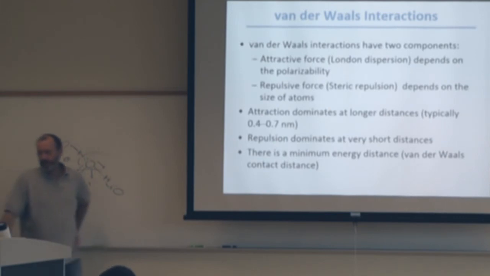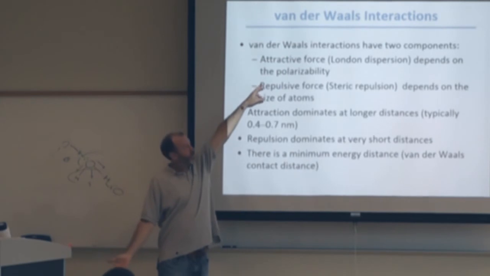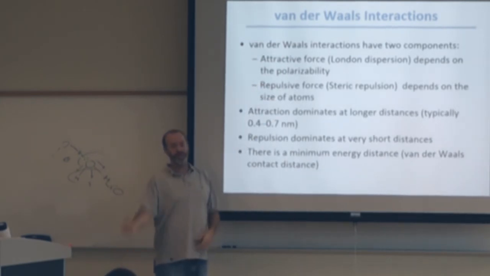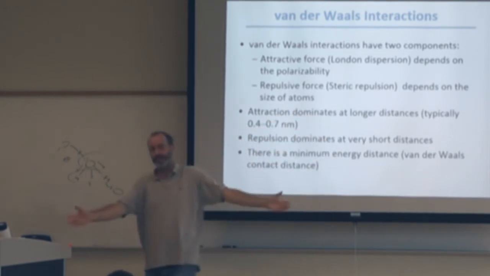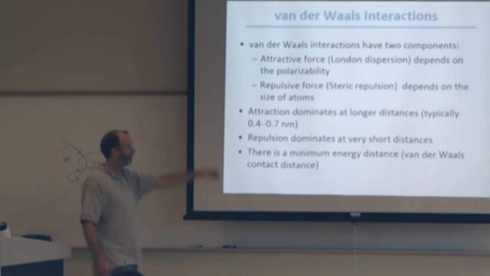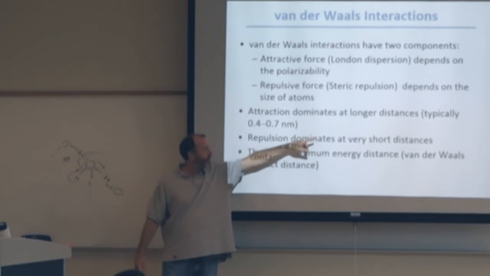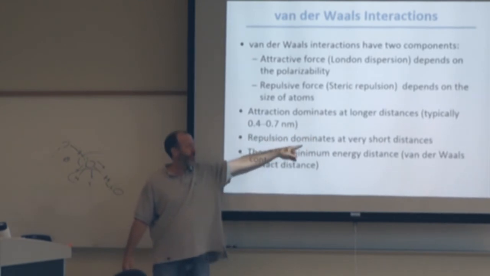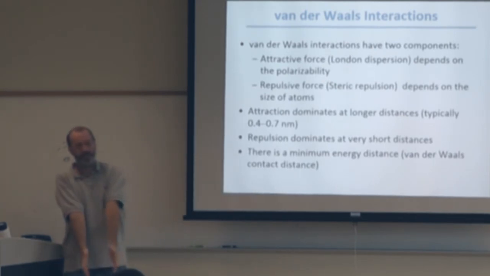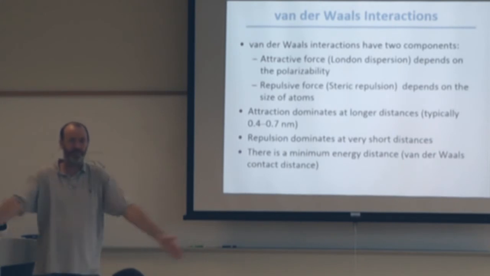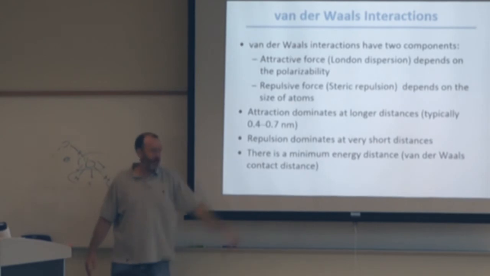So van der Waals interactions have two components. There's an attractive force, the London dispersion force, which depends on the polarizability of the molecule. And a repulsive force, which is steric repulsion. If you get things too close, they don't want to get that close, so they bounce off each other, and that depends on the size of the atoms. The attraction dominates at longer distances, between 0.4 and 0.7. The repulsion dominates at very short distances. So the closer you get, the more attraction you get, but if you get too close, it's going to repulse. Right? And then there's a minimum energy distance, the van der Waals contact distance.